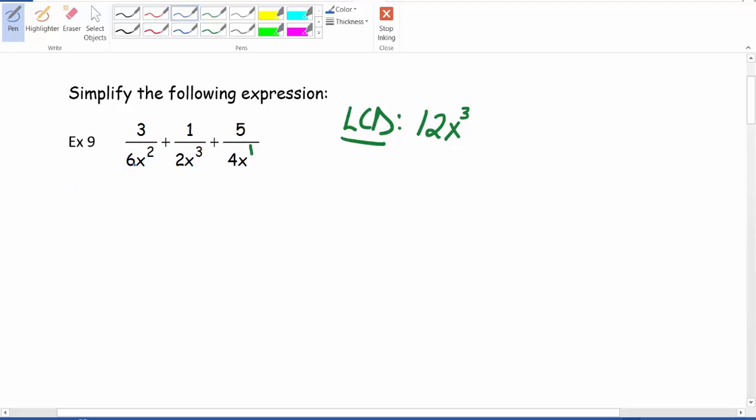So when we just look at the number 6, for example, we know that 6 is the same thing as saying 2 times 3. So that takes care of our 6 in terms of breaking it down into smaller items. Looking at the x squared, that's the same thing as saying x times x. Now looking at our 2, we can break 2 down into 2. And the x cubed is also broken down into x times x times x. Our 4x can be broken down into its basics of 2 times 2 times x.